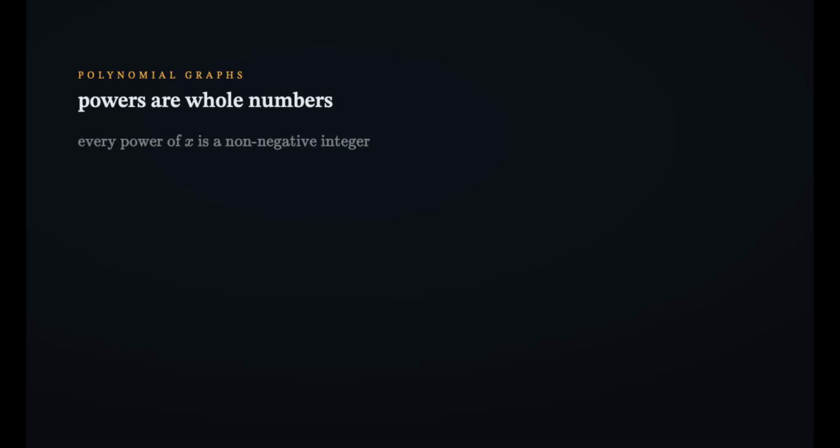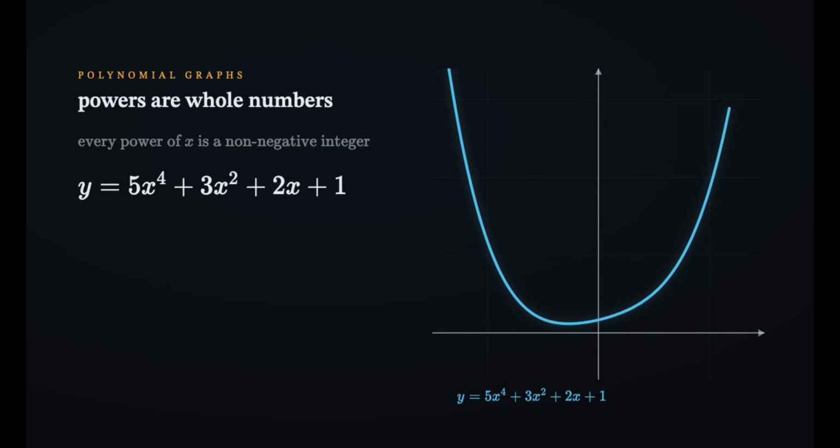For 2017 students, this expands into polynomial graphs. A polynomial is a function where all powers of x are non-negative integers. For example, y equals 5x to the 4 plus 3x squared plus 2x plus 1. The degree is the highest power of x, in this case 4. The leading term is the term with the highest power of x, in this case 5x to the 4. The leading coefficient is the coefficient of the leading term, in this case 5.